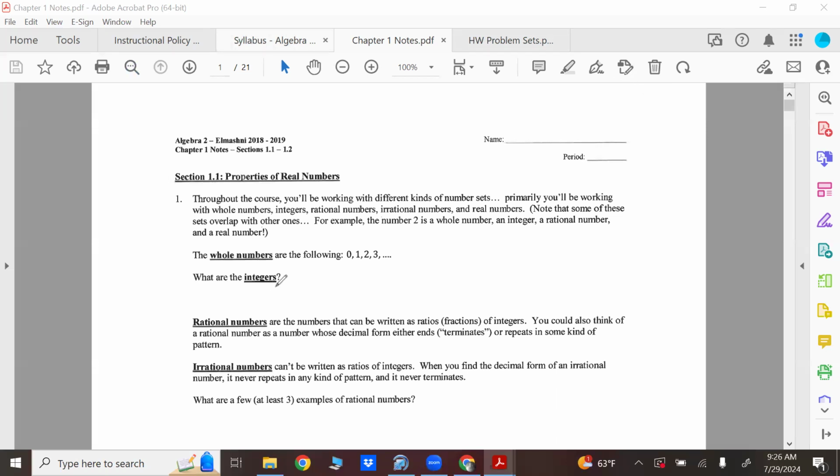Now integers, are integers larger than whole numbers? What do they include besides whole numbers? Are there negative numbers? Right? They're negative numbers also. So basically the whole numbers, but also they have negative integers, right?